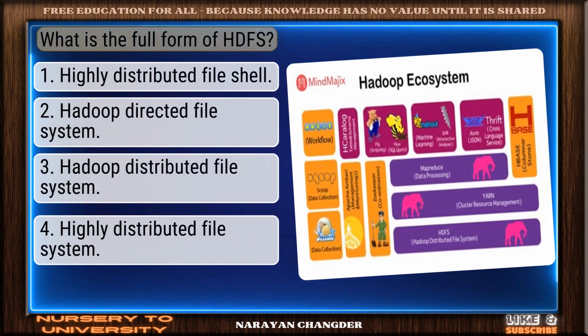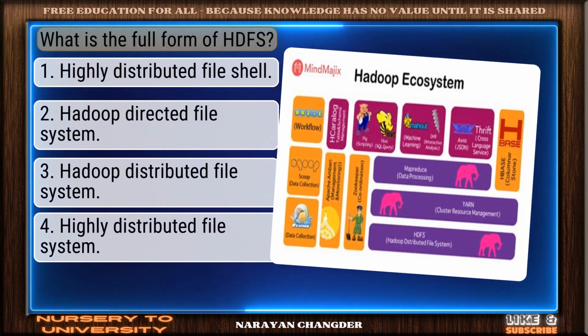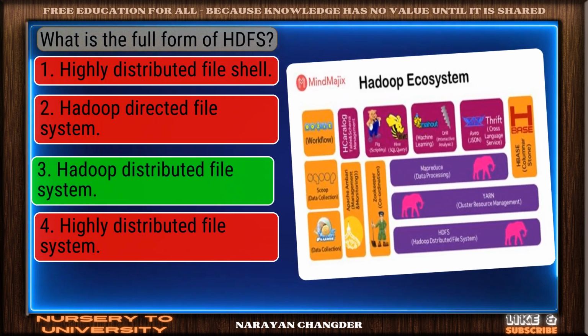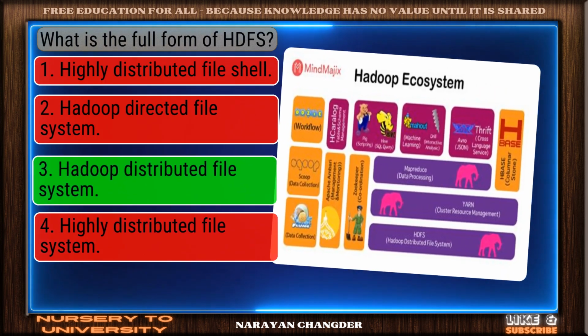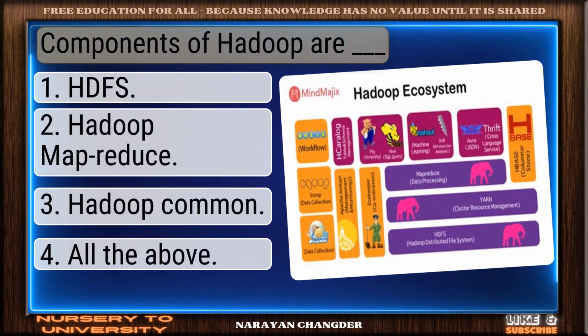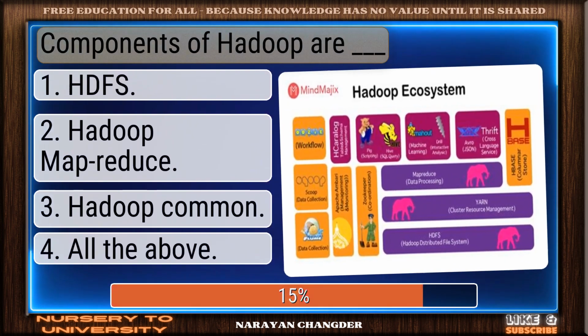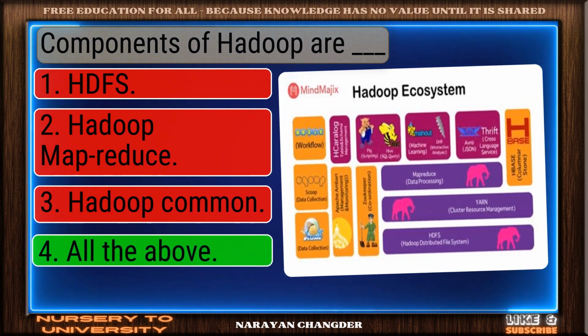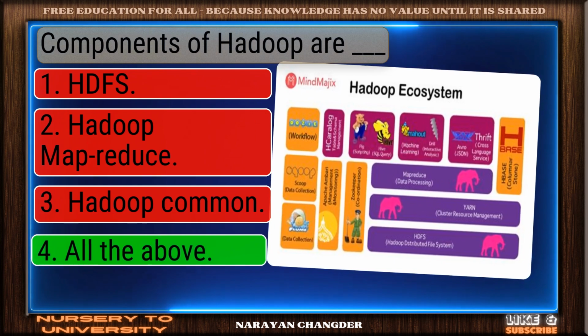Question number 65. What is the full form of HDFS? Nicely done. Hadoop Distributed File System is a solid answer. Question number 66. Components of Hadoop are ___. Valid point. All the above is true.